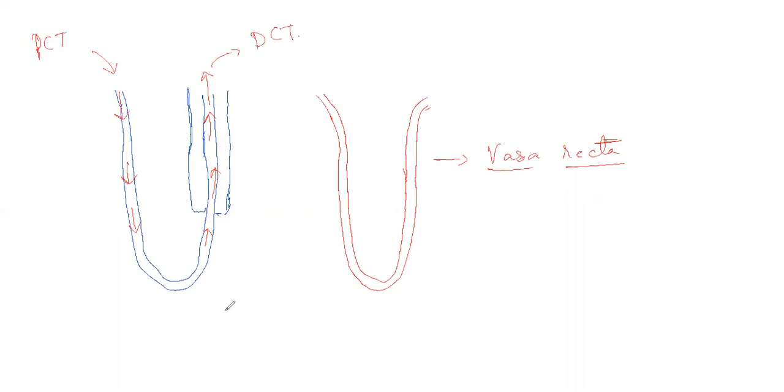Now, this limb, the descending limb, corresponds to this limb in which the blood is flowing in the opposite and upward direction. In the other limb of vasa recta, the blood is flowing downwards. This corresponds to this, and this corresponds to this.